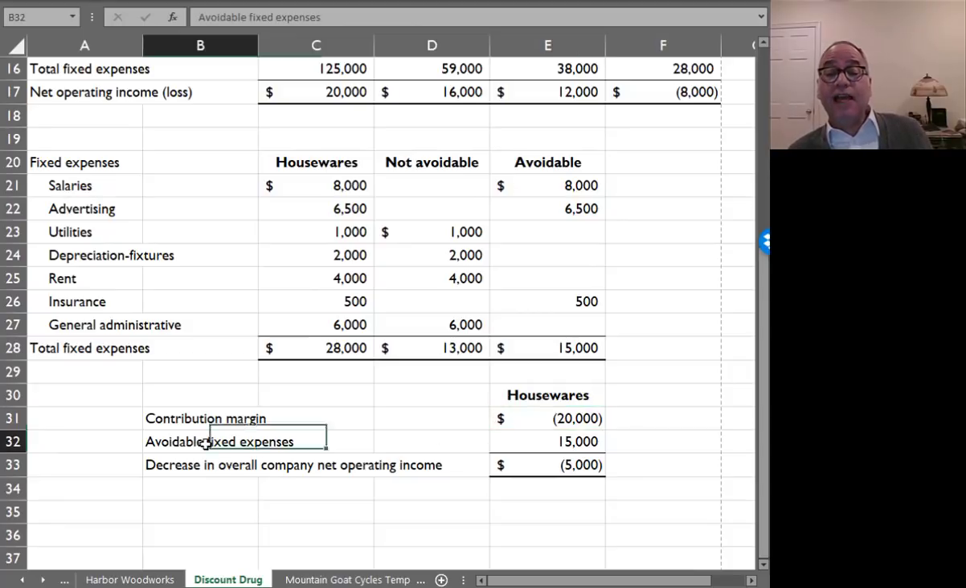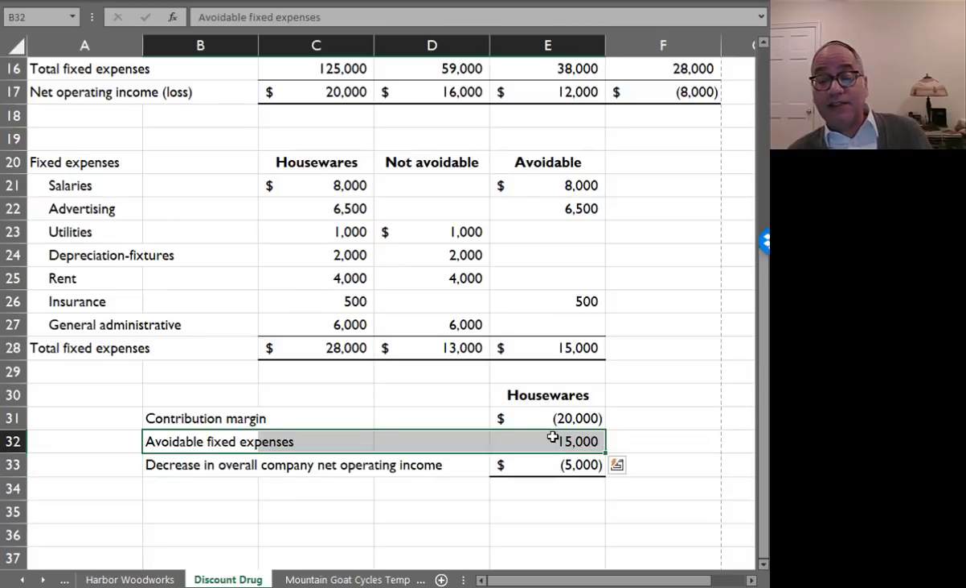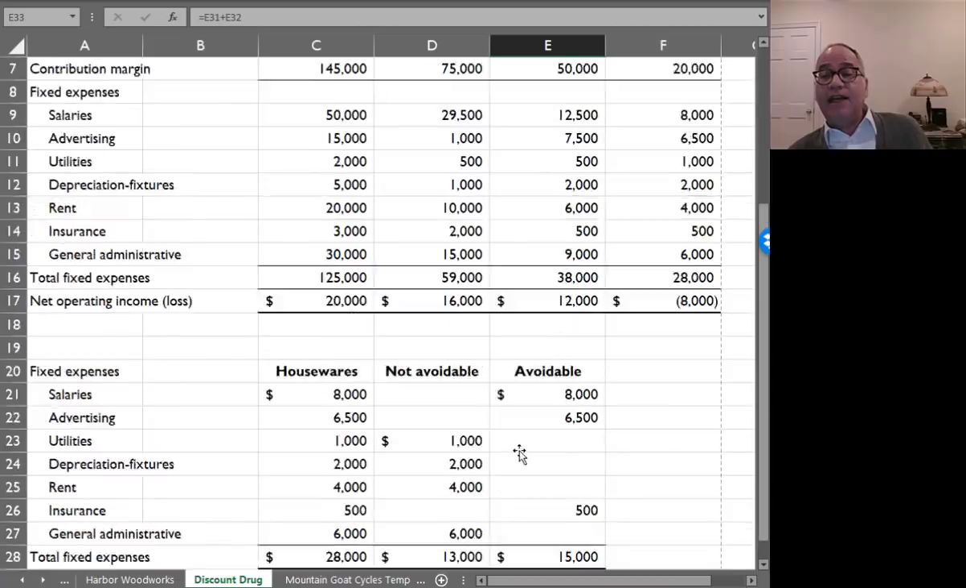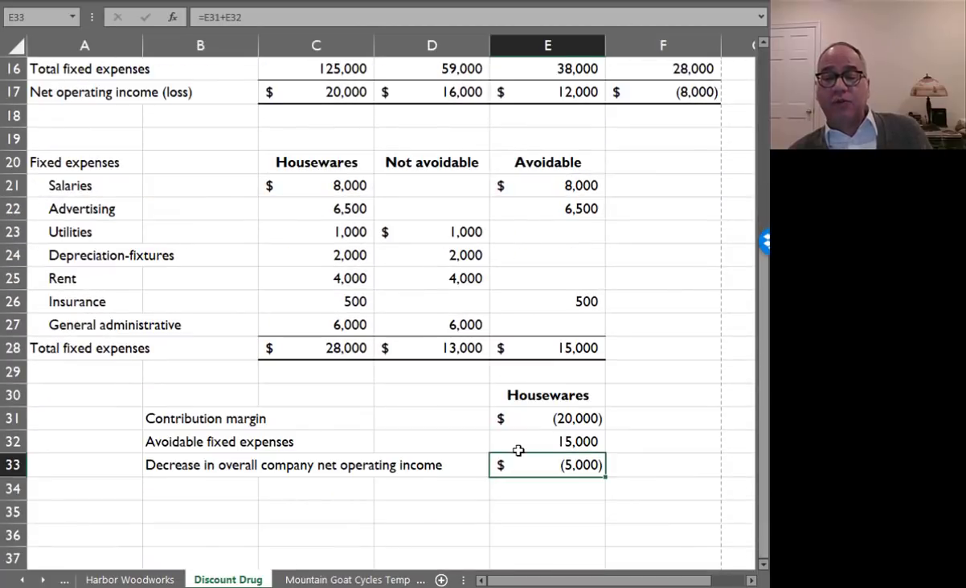If I'm going to save $15,000 in fixed expenses, that's going to increase my income because it's $15,000 worth of expenses I'm not going to have to pay. It comes right from there. So I'm going to add that. And I wind up with a net decrease of $5,000. Meaning that if I were to stop selling housewares, then my net income would go down by $5,000.